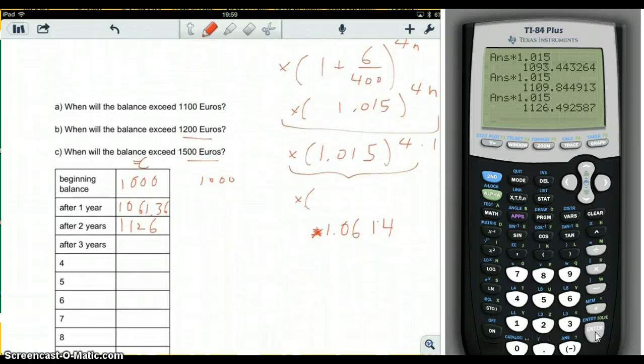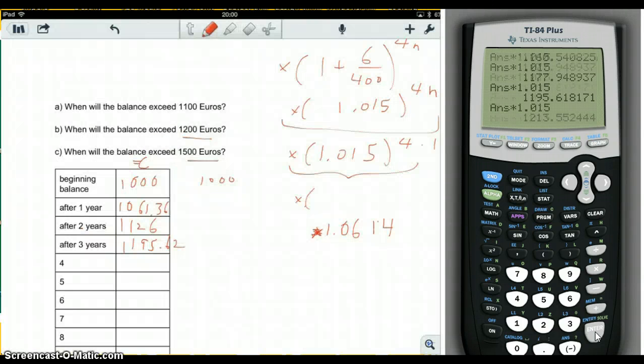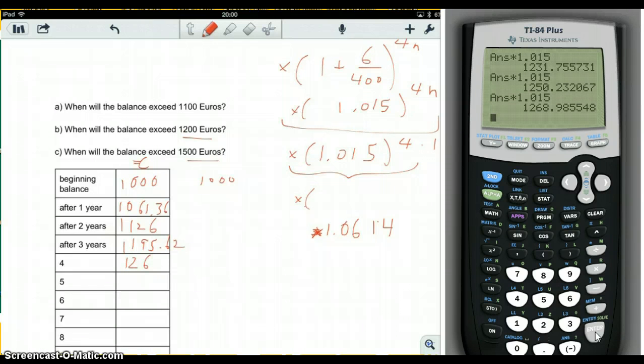Okay, now I'm going to do 3 years, so I'm going to do 4 more times. This is like first 3 months, second 3 months, third 3 months, fourth 3 months. So now I'm at 1,195. Okay, now I'm going to do 4 years. 1, 2, 3, 4. 1268.99. Now I'm going to do 5 years. 1, 2, 3, 4. 1346.86. Now I'm going to do 6 years. 1, 2, 3, 4.